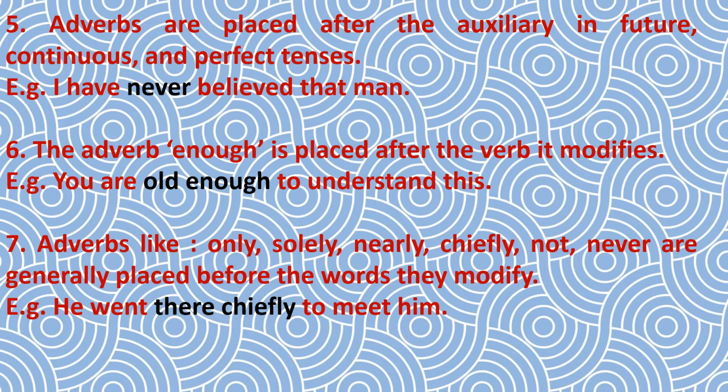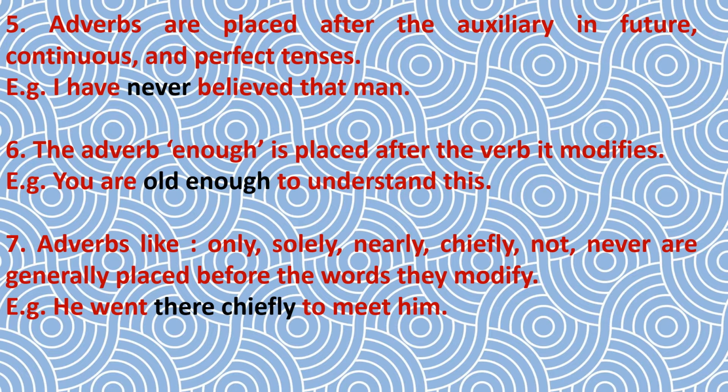Number 6, the adverb enough is placed after the verb it modifies. So whenever you use enough in a sentence, remember it always comes after the verb it modifies. The verb it modifies, that means another adverb, and after that the word enough will come. Here you can see you are old. Here old is already an adjective, children, and after that you can use another adverb, enough. To understand this, I hope this part is clear.